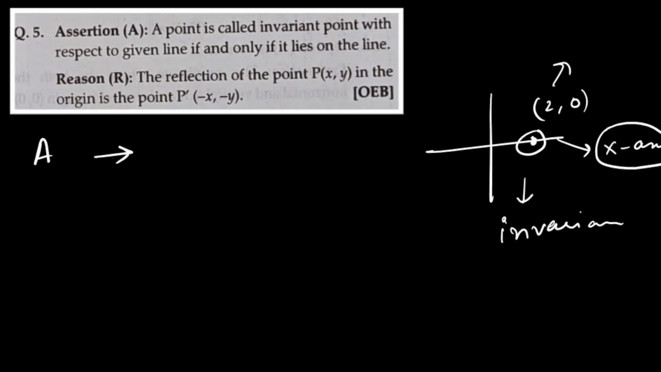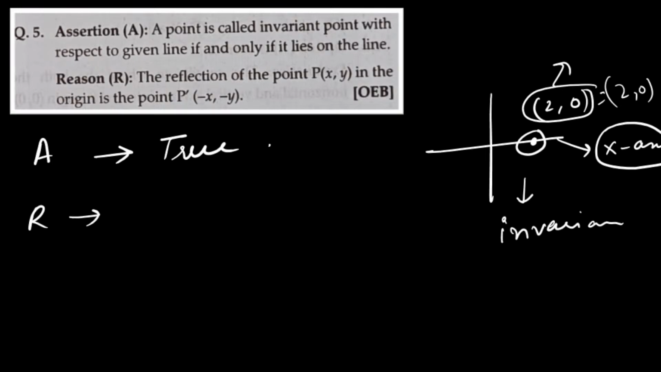If a point lies on the particular line through which reflection is happening, then the point is an invariant point. Like here, you can see the example. 2 comma 0 lies on the x-axis, and if reflection is happening in the x-axis, its image will also be 2 comma 0. So that means this is an invariant point. So A is true. What about R now?